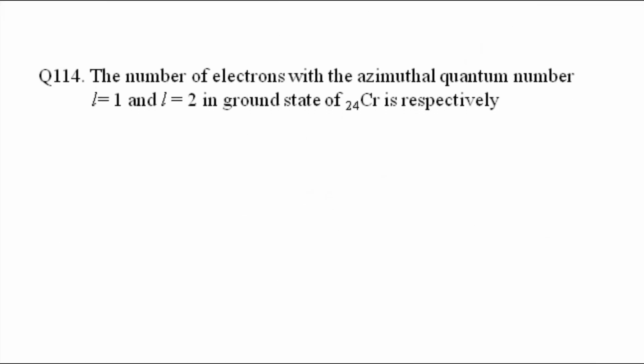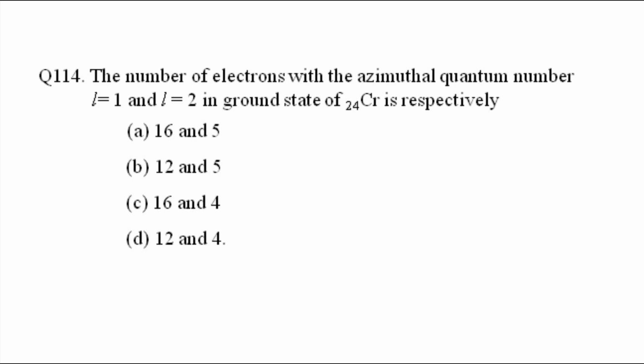The number of electrons with the azimuthal quantum number l = 1 and l = 2 in the ground state of chromium is, respectively: option A, 16 and 5; option B, 12 and 5; option C, 16 and 4; and option D, 12 and 4. The correct answer is option B, 12 and 5.